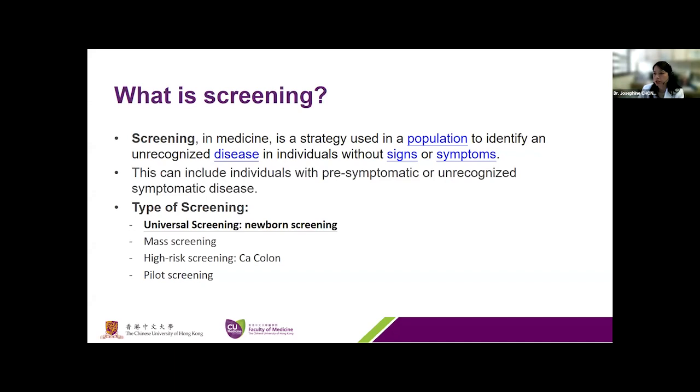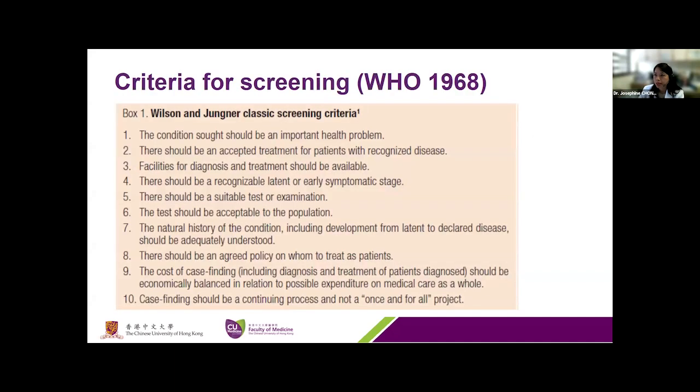But the challenge in newborn screening is that we really want to achieve a high participation rate. If we cannot achieve a high participation rate, sometimes it's very difficult to screen out patients with rare diseases. The criteria for screening were set by WHO in 1968, the Wilson and Jungner criteria, and all these criteria still hold nowadays.